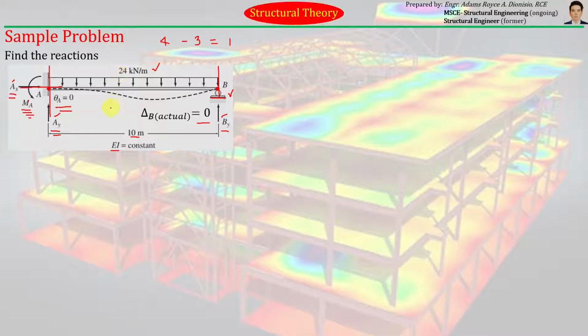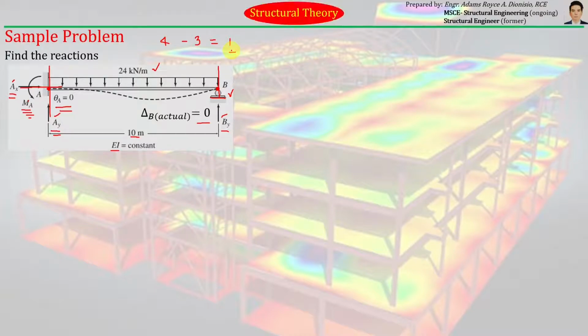So the first thing that we have to do if we want to apply the method of consistent deformation on this structure is to choose a redundant. And how many redundants will we choose? Since we only have one degree of indeterminacy, we only have to choose one redundant. And again, you cannot choose a redundant as you wish. You have to consider the remaining structure after you have removed that particular redundant that you have chosen.